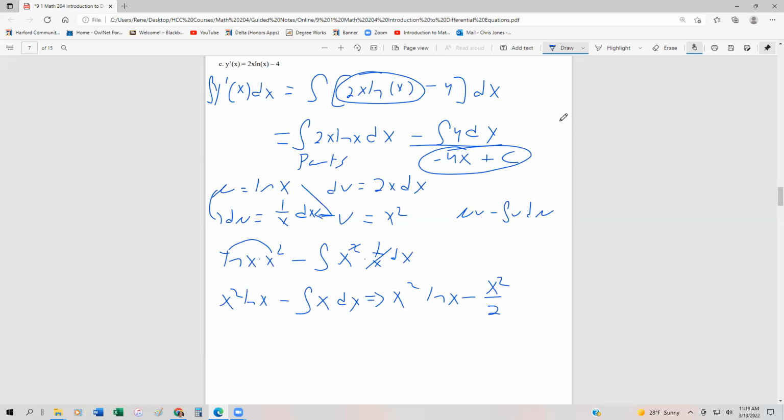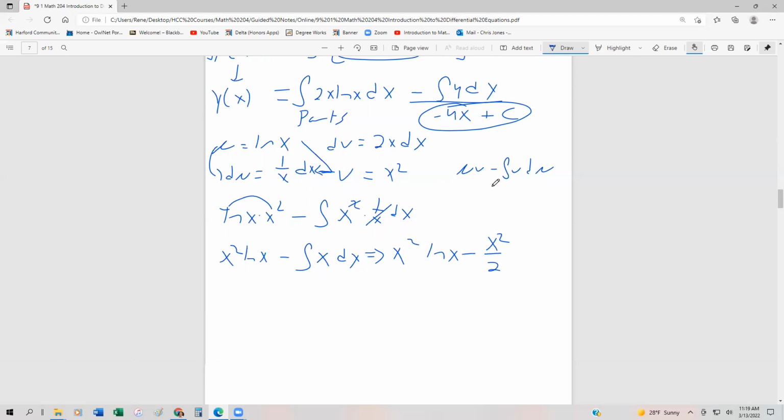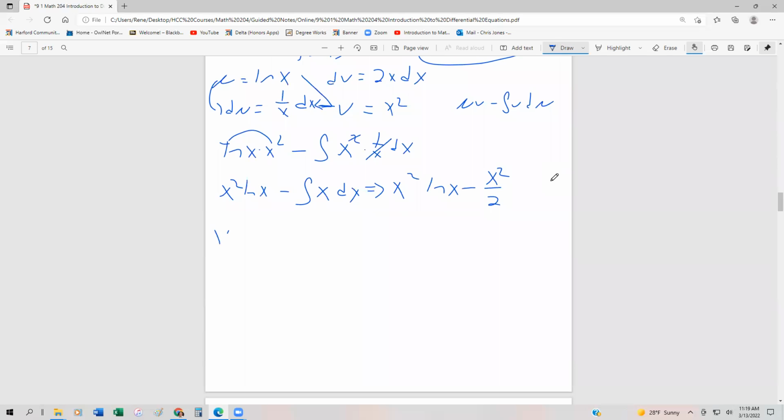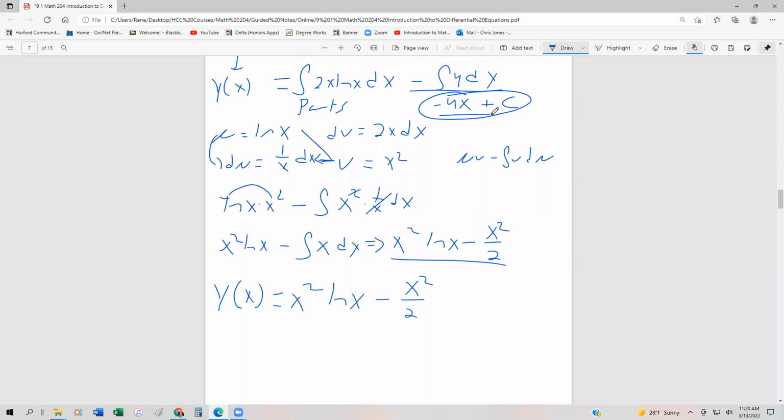Also remember that this is going to be y of x. And so our entire solution for this is going to be y of x equals x squared ln x minus x squared over 2, and then we can't forget that we had minus 4x plus c.